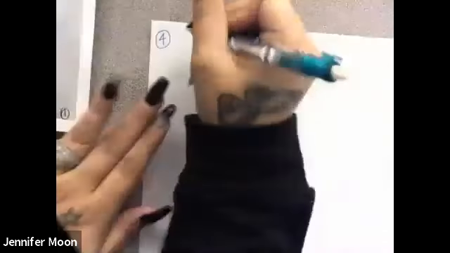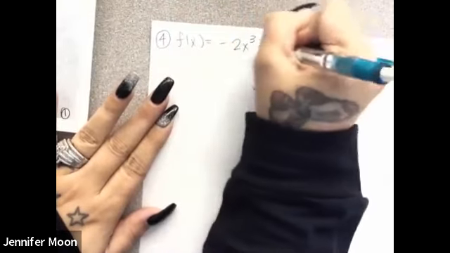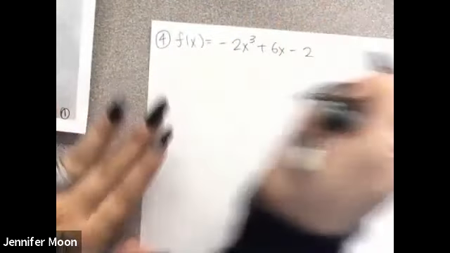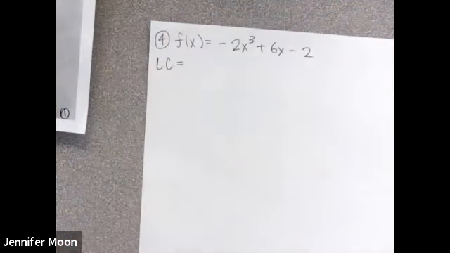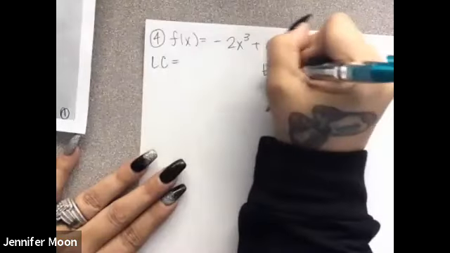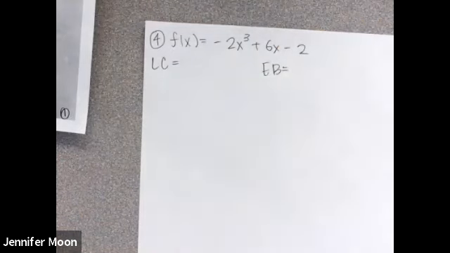For problem 4, we have f of x equals negative 2x cubed plus 6x minus 2. It wants our leading term, LC, that's the leading coefficient, right? And it wants our end behavior. I'm just literally not trying to write out end behavior. It's the only acronym that would match with any other term we've done. So leading coefficient quite literally means the coefficient that's leading, that's in front, right? What do I get? I get a negative 2.